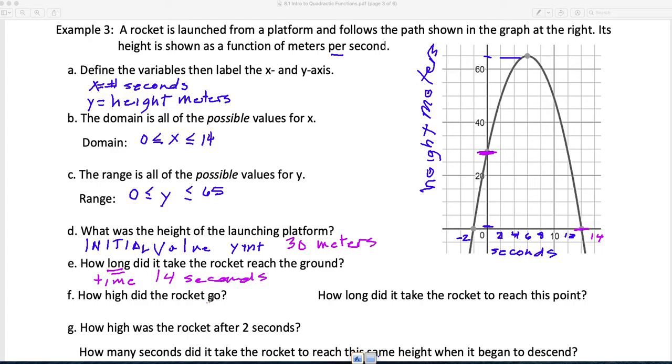How high did the rocket go? Well, its maximum height is right here. And that maximum height was 65 feet. How long did it take the rocket to reach that point? So how many seconds did it take it to go from this platform up to there? That's 2 seconds, 4 seconds, and it looks like that's 6 seconds.